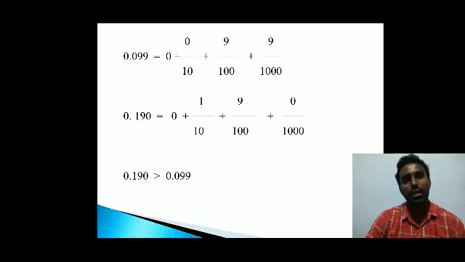Whether it is greater, we can take greater; whether it is smaller, we can take smaller. That's all. Okay. So 0 plus 1 by 10. So that means 1 by 10 is greater than 0 by 10. So we can identify that 0.190 is greater than 0.099. Okay.